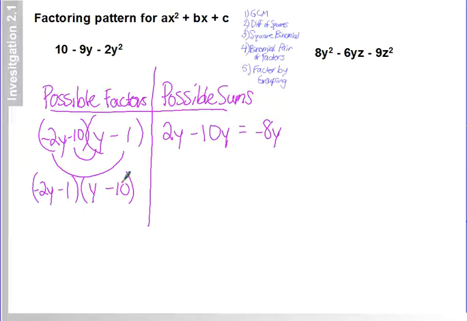Okay, so negative 2y times negative 10 is 20y. Okay, and then negative 1 times y is negative y.